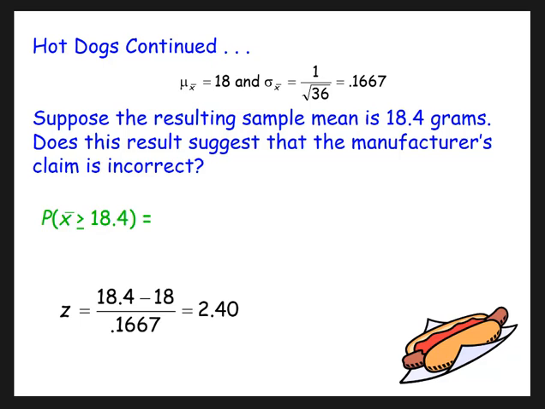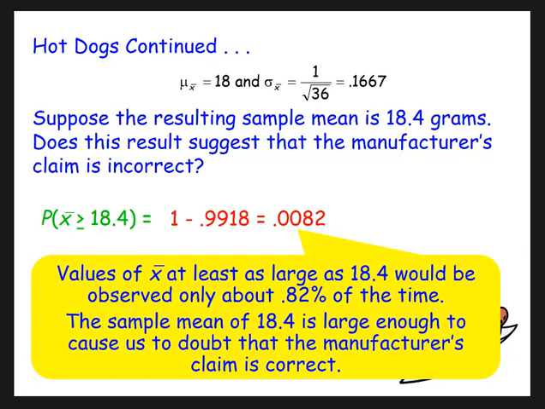So that's a z-score for 18.4 of 2.4. The probability of being greater than that is 0.0082. That's a really small probability. Since that's a small probability, that's very unlikely to happen. So we're saying our assumption must have been wrong. We assumed that the 18 grams the manufacturer claimed was correct. Under that assumption, we got a result that was very unlikely. So we're saying that the manufacturer's claim is probably not correct.